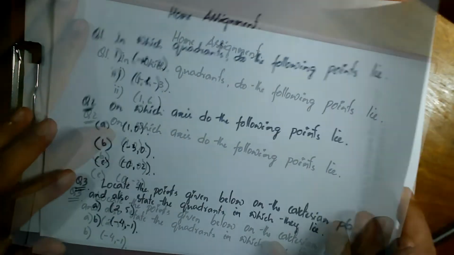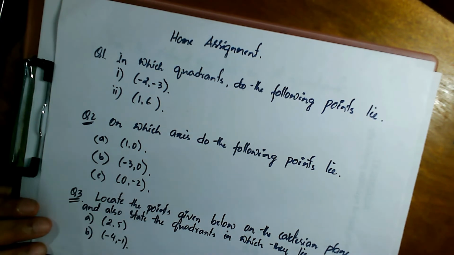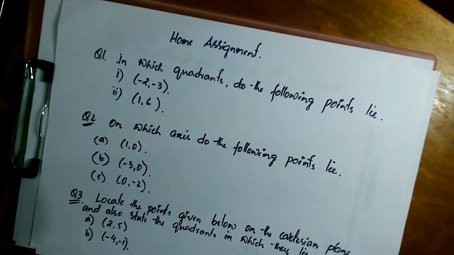And for your assignment, let's try some questions for homework. Question number 1: the first thing we do is find the quadrant in which the point lies. The question says, in which quadrant do the following points lie? Number 1 is (-2, -3). Number 2 is (1, 6). So we have to find out in which quadrant each lies.